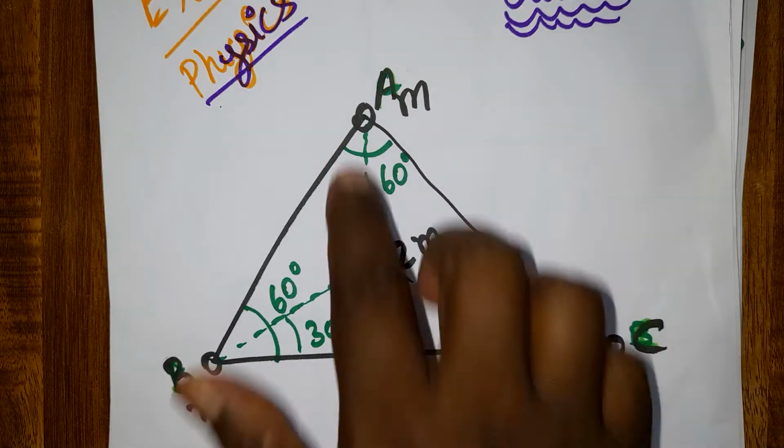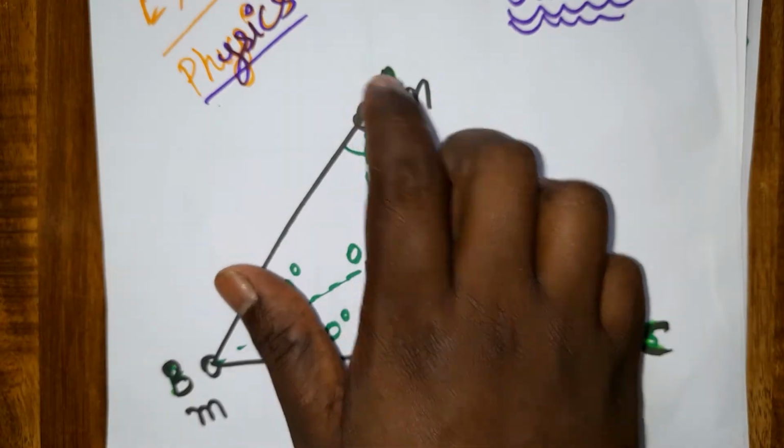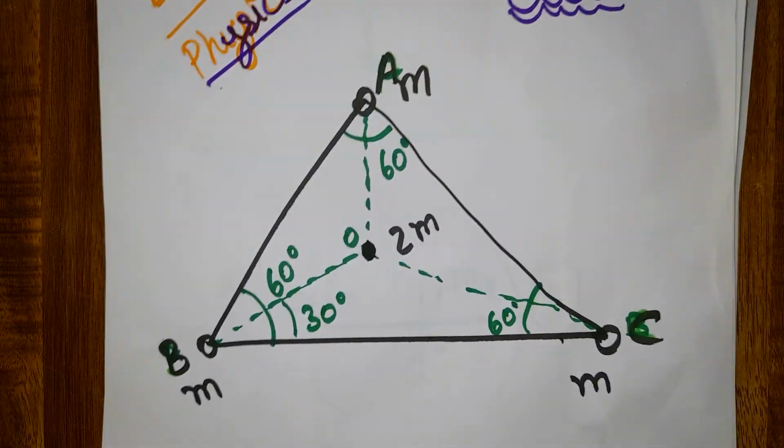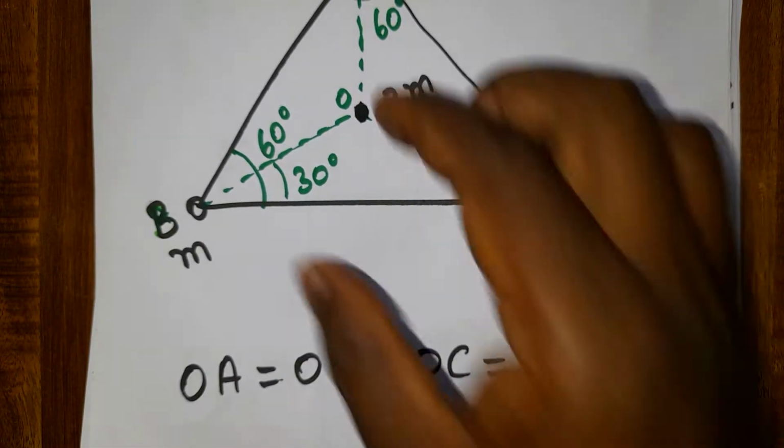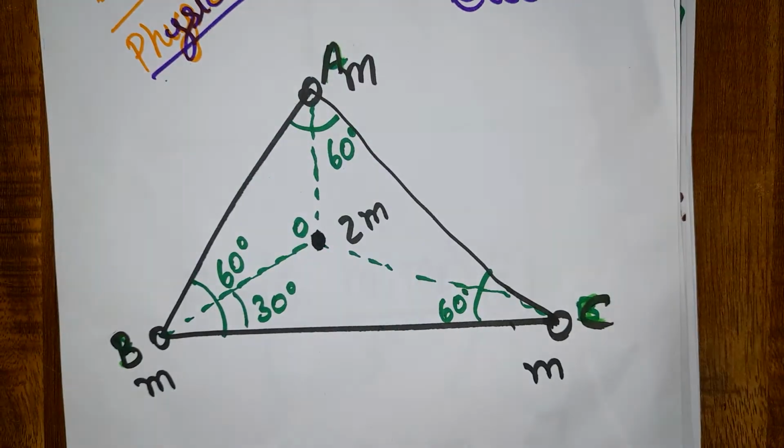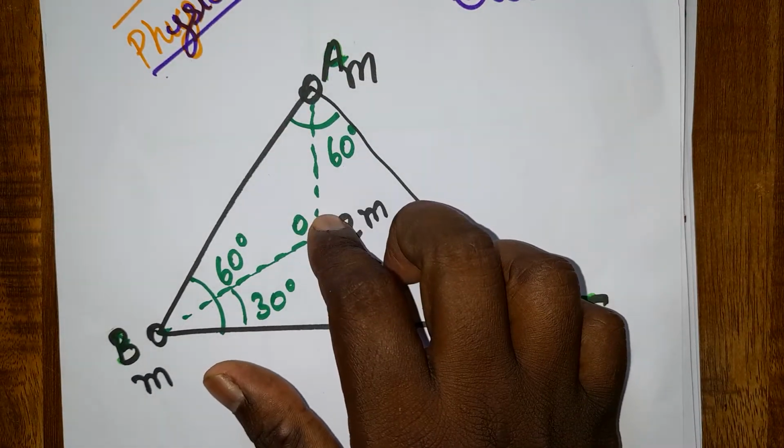ABC is an equilateral triangle, and mass M is kept at each corner. Equilateral triangle means every angle will be 60 degrees. OA, OB, OC are each 1 meter, which is given in the question. That means OA, OB, OC are equal. Now at the center, the algebraic sum of the forces is asked.